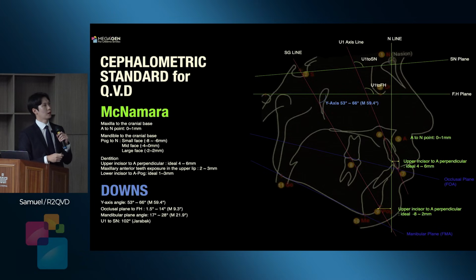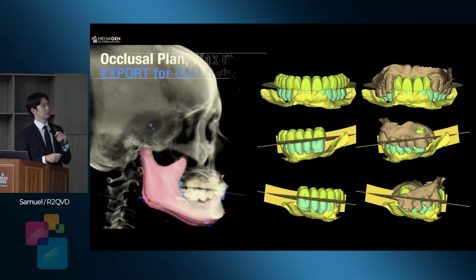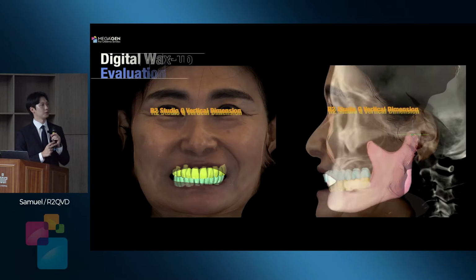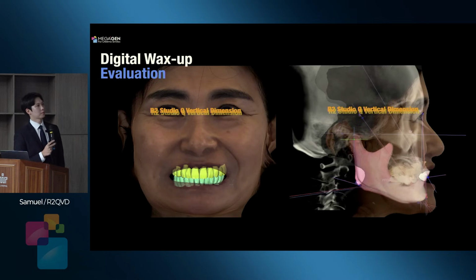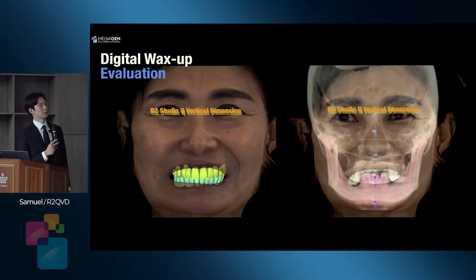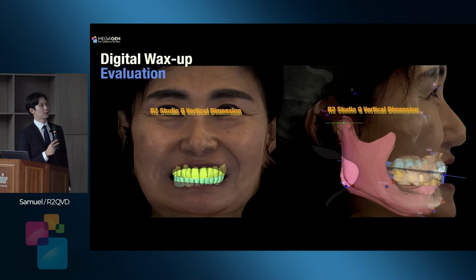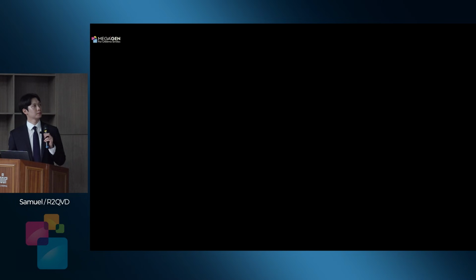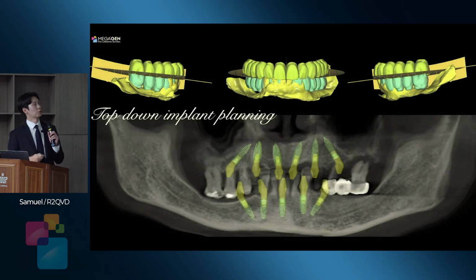After that, we set this patient's y-axis to 59, then place the occlusion plate from the FH plane at a 10-degree occlusion plane. Then, based on this occlusion plate, we can design the wax-up very simply. Then, you see, we can check with the dental avatar. Yes, she will change the height maybe like this. Then, before the surgery, of course.